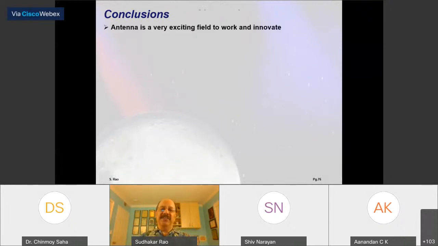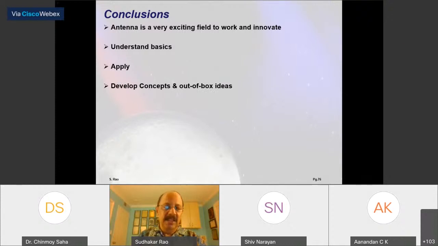Conclusion: antenna is a very exciting field to work in and innovate. Understand the basics first. I can't stress more than basics here. As an engineer, you have to be very strong in basics. That's why you have to learn from your professors very well. And if you don't understand, you have to ask them and challenge them as well. Learning alone is not good, so you have to apply it to real world problems. That's where internships and working with companies will help.